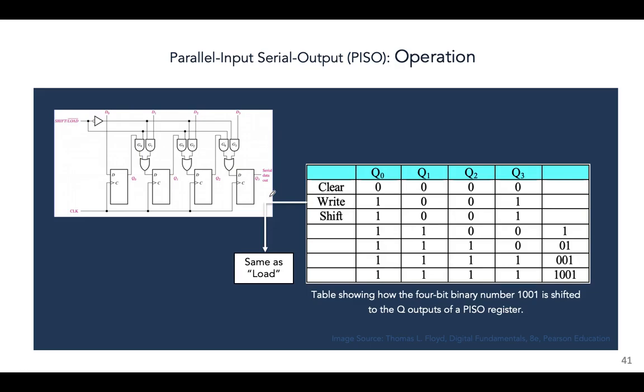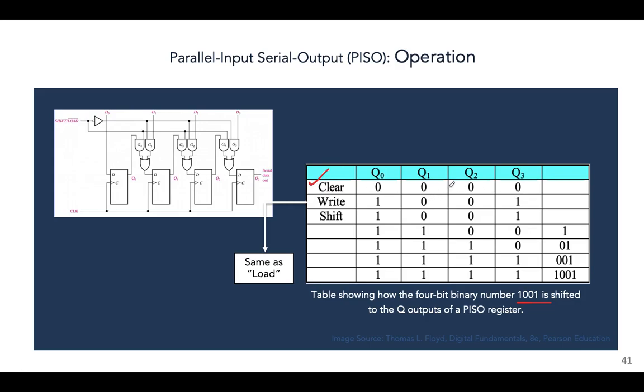Okay, let's take an example, again, for some better understanding of how this entire thing works, okay? So this is a table showing the 4-bit binary number 1001. As an example, we have taken 1001, and let's see how 1001 is shifted from the input to the output of a PISO register. So initially, again, we start from a clear state. All the outputs have to be 0. The outputs of all the flip-flops will be 0.